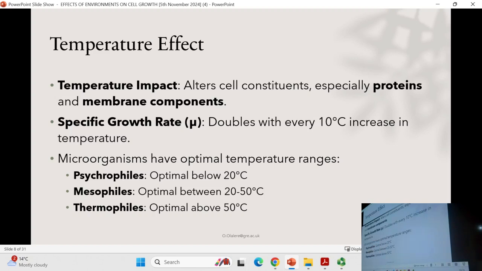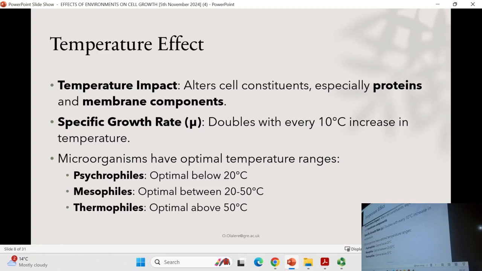So for different organisms, we have different optimal temperatures where they can work perfectly. An example is psychrophiles. Psychrophiles are microorganisms whose optimal temperature is below 20 degrees C. Once you put them outside 20 degrees C, they start misbehaving. So you must know the tolerance of your microorganism to temperature.